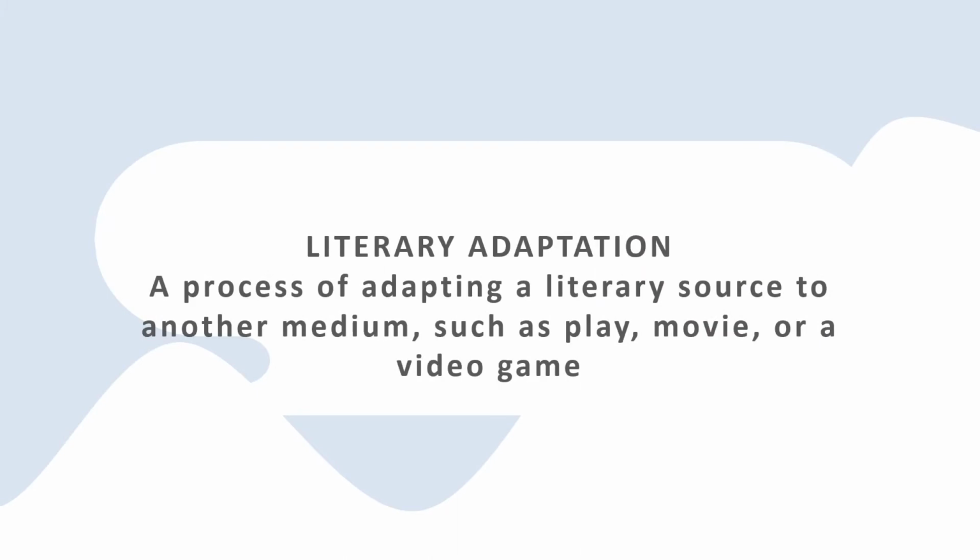Literary adaptation is a process of adapting a literary source to another medium such as play, movie, or a video game. So basically it is a change from one media to another. The source can be literary media in the form of books or novel, and then the goal is other media such as play, movie, or video game, or it is vice versa. For example, from the movie can be changed into a book and so on.